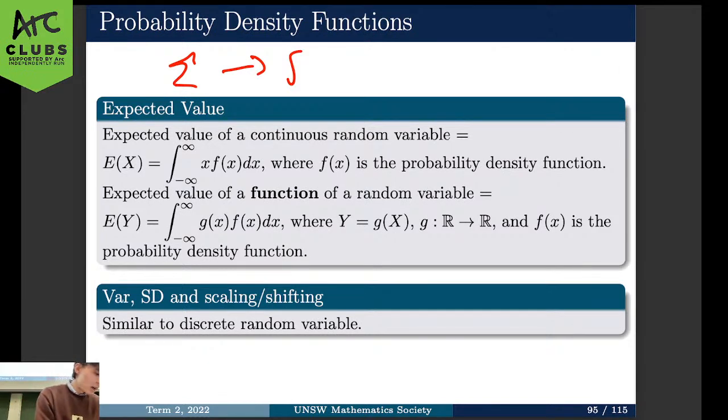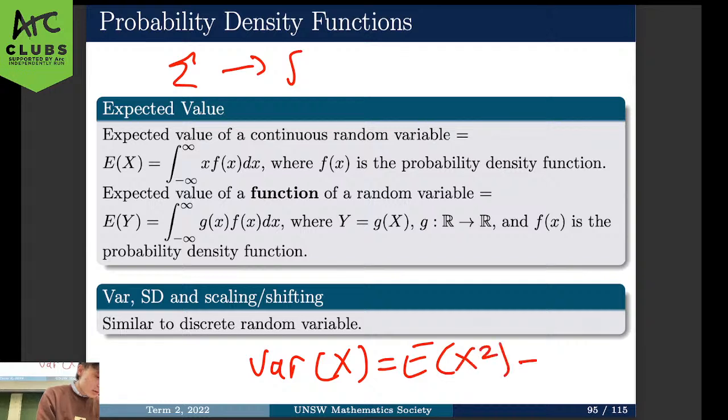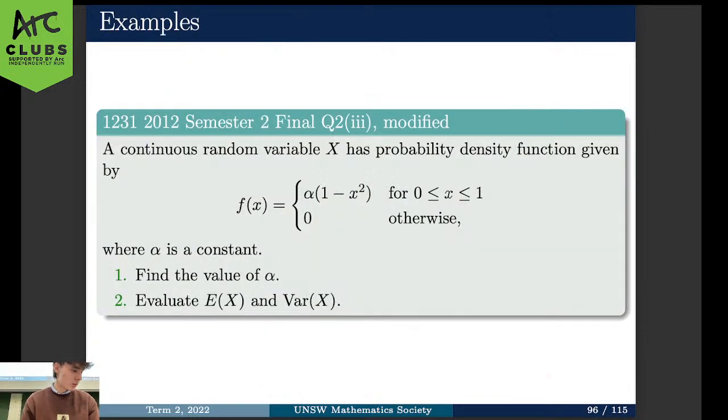And also, we can calculate our variance using our standard formula. Variance of X equals E of X squared minus mu squared. So a question here. A continuous random variable X has a probability density function given by this here. Find the value of alpha.